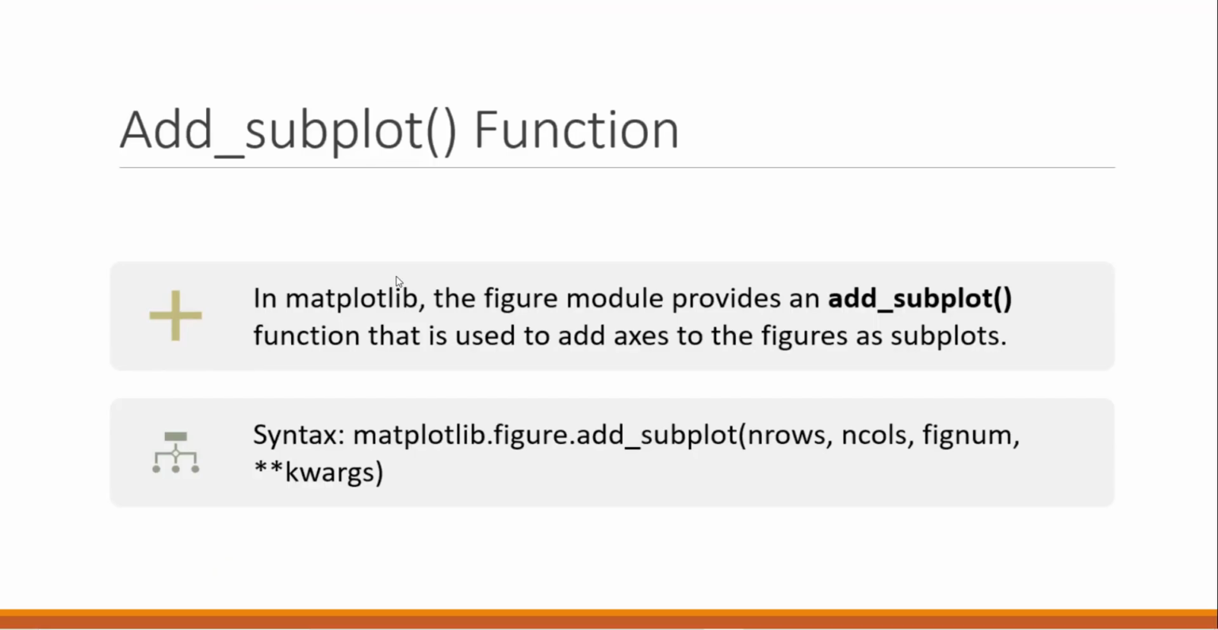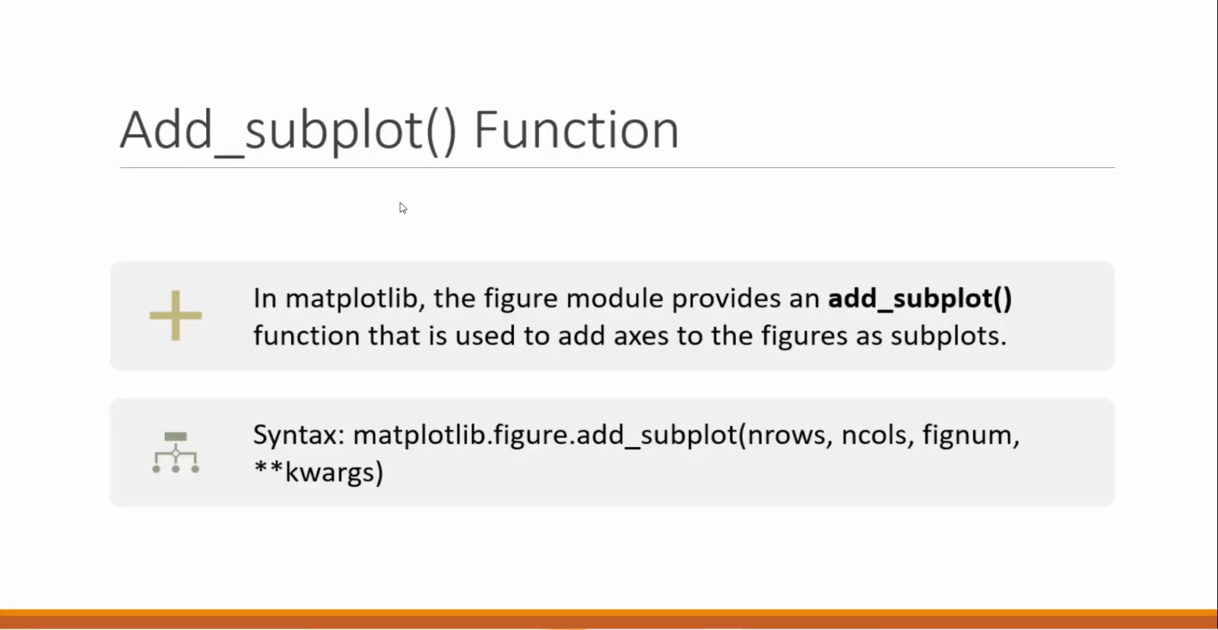So now we will learn one more function, add_subplot, to create subplots in Matplotlib. In Matplotlib, the figure module provides an add_subplot function that is used to add axes to the figure as subplots. And the syntax of this function is matplotlib.figure.add_subplot, and in parentheses we pass different parameters. The first one is nrows, the second is ncols, which means number of columns, the next is fignum, and the last one is keyword arguments.